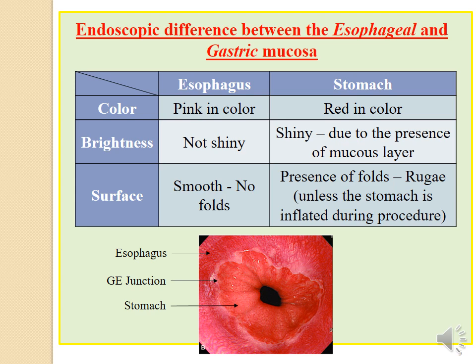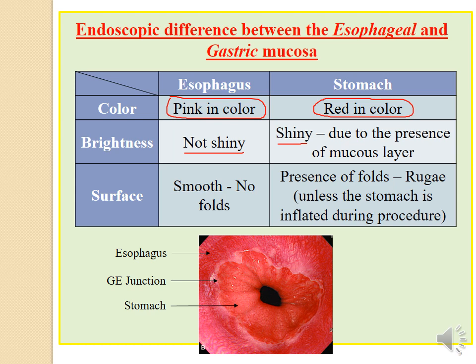There are certain differences between the appearance of the esophageal and gastric mucosae as seen by the endoscope. The esophagus has pink color mucosa, whereas the mucosa of the stomach is red. The mucosa of the esophagus is not shiny, whereas the gastric mucosa is shiny. Why is it shiny? Due to the presence of the mucus layer. We are going to talk about that in a little bit.